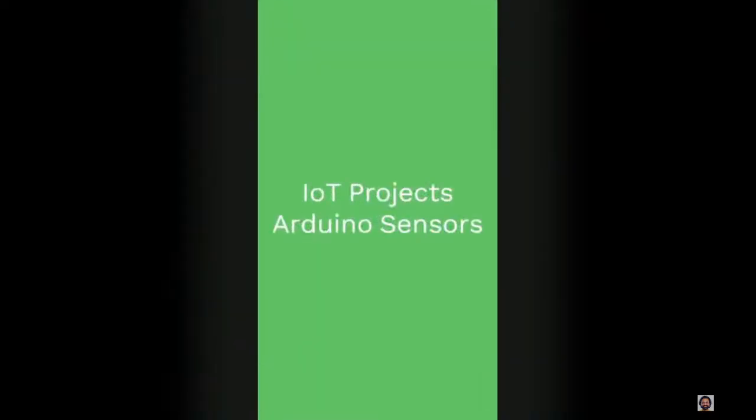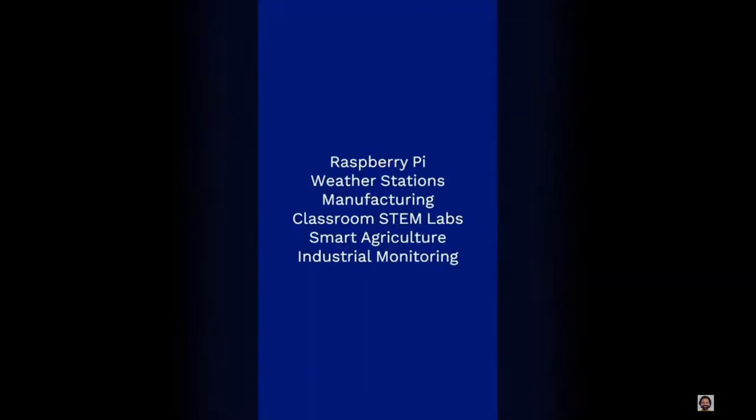Where do we use this kind of project? Basically IoT projects and Arduino projects. These are the sensors. We use the hardware and those sensors get captured. Those kinds of sensors we can analyze inside Excel. Raspberry Pi, weather stations, manufacturing, classroom STEM labs, smart agriculture, these are particular real use cases where we can use the data streamer inside Excel.